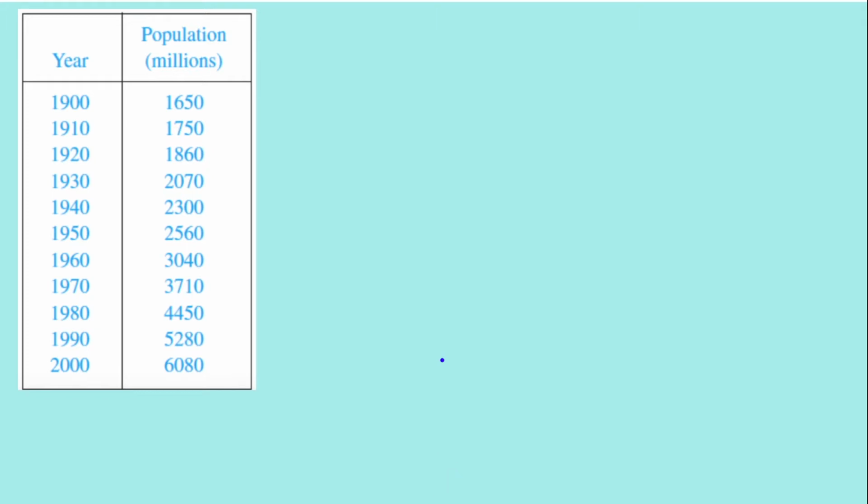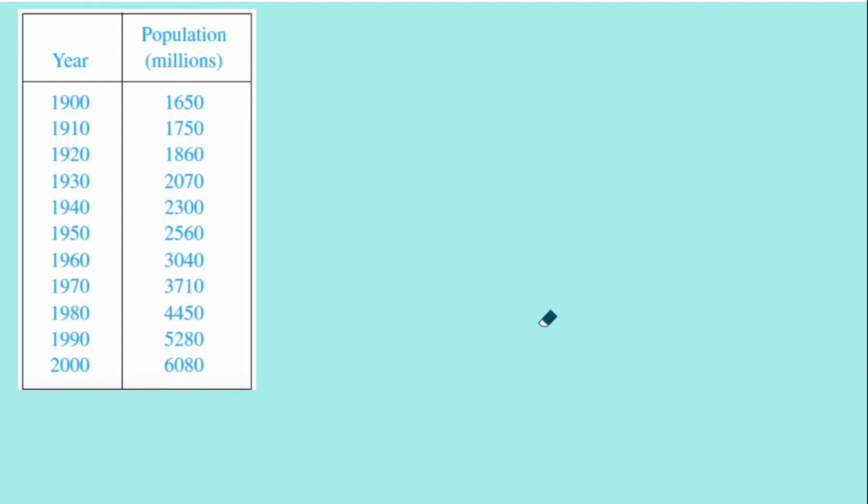All right, for this next example, you're going to want to make sure you have your graphing calculator. I'm going to walk you through the steps of how to do an exponential regression. The table shows the world population in millions for the given year since 1900. Use the exponential regression to estimate the world population in 2015.